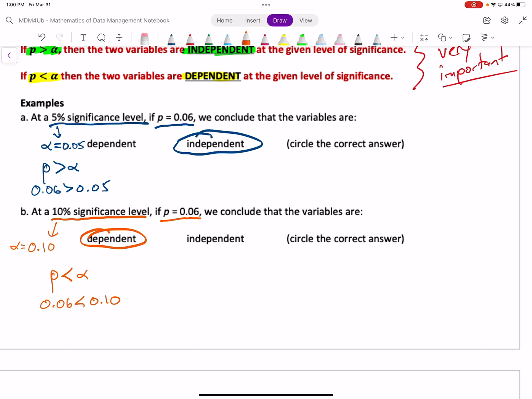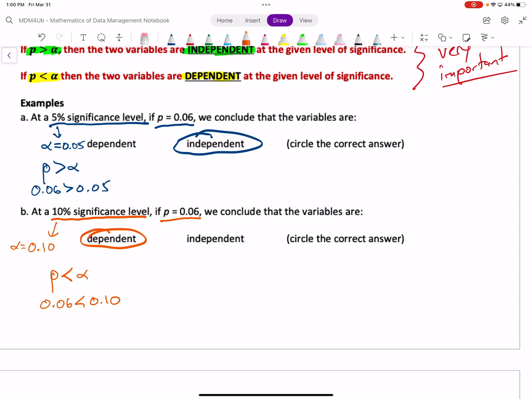People who are out there doing these studies have to declare their significance level before they do the study. Because otherwise, if I wanted the two things to be dependent, I'd probably change my significance level to 0.1, which you're not supposed to do. You're supposed to stick with whatever you want to be the confidence level and then go with it.